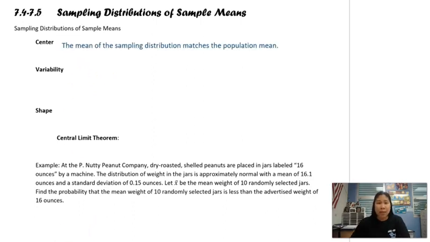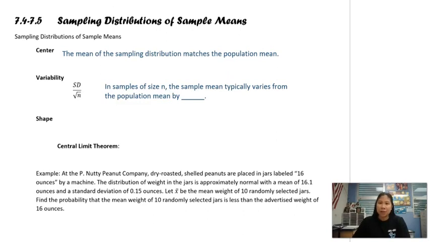So when we talk about the center, the mean of the sampling distribution matches the population mean. So whatever the population mean was, then our center for our sampling distribution is going to be the exact same number. For the variability, the new standard deviation is found using this formula: you're going to take the old standard deviation, whatever they give you in the problem, divided by the square root of n. N stands for your sample size.